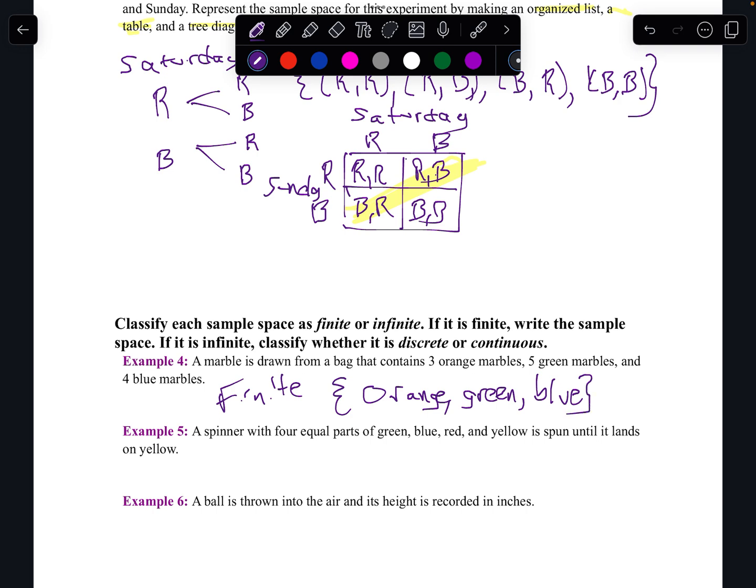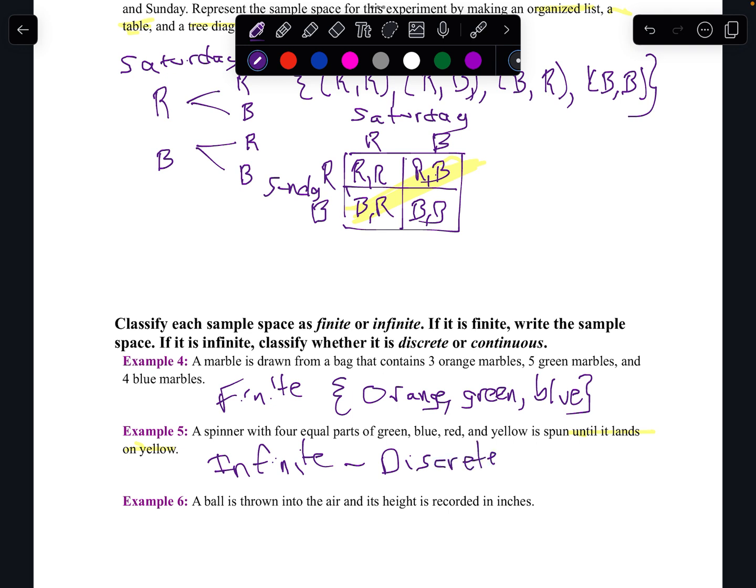Now, if we take a look at example 5, a spinner with 4 equal parts green, red, blue, red, and yellow is spun until it lands on yellow. Notice until it lands. So we're going to keep on spinning until we get to yellow. So theoretically, I could spin forever, so that's infinite. But I could list those outcomes until we get to yellow. So that makes it discrete because I could list them out.